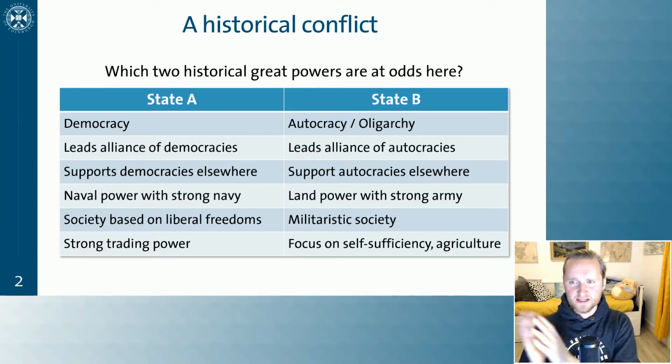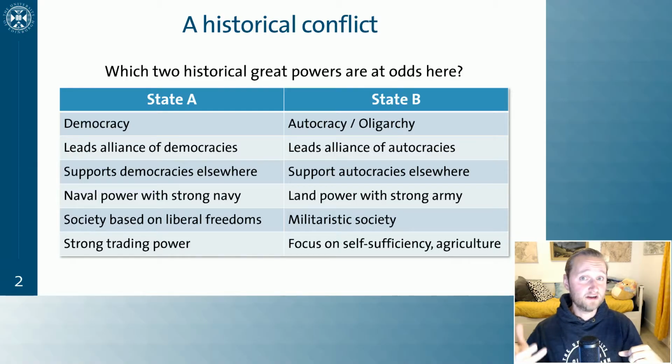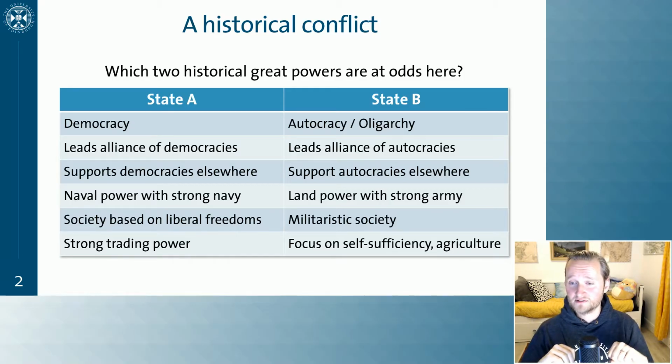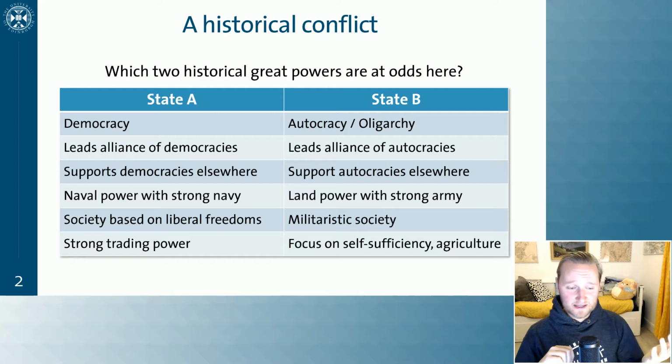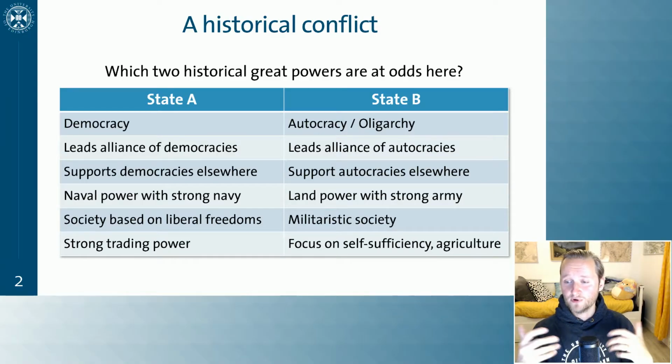You have on the other side a state B, which is in contrast an autocracy or maybe an oligarchy, where very few people have the power and where normally the government is not elected. It leads an alliance of similar states and is also happy to support autocracies elsewhere. It's primarily a land power, and it is a militaristic society. And its focus is not so much on exchange and trade, it is more on self-sufficiency and agriculture.